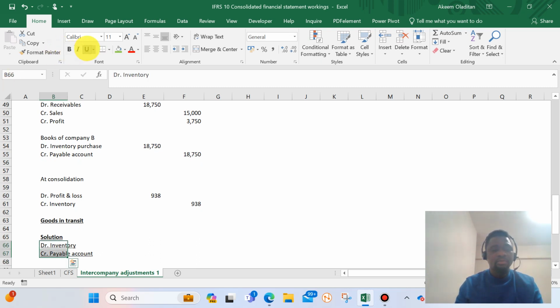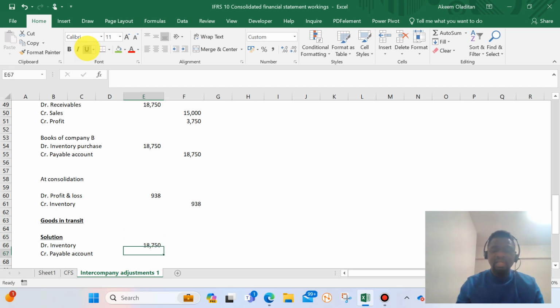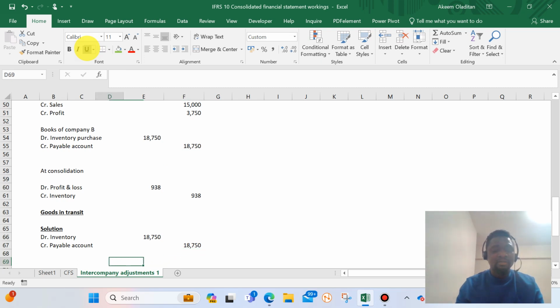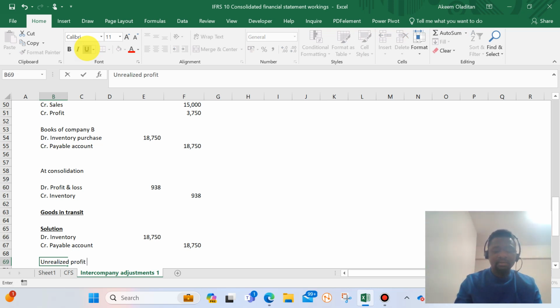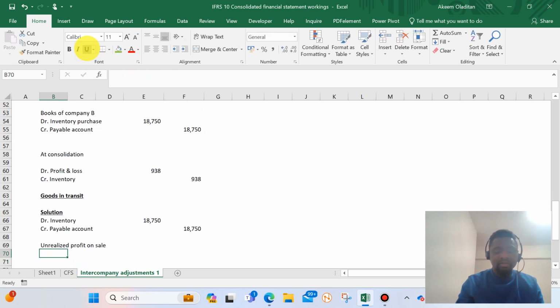So what are we doing? The same amount. It's as simple as this. It's very, very simple. Once you understand that concept, then we won't have any problem. So then unrealized profit on sale, the same thing: debit profit and loss. Let me just copy from here, and debit the same amount.